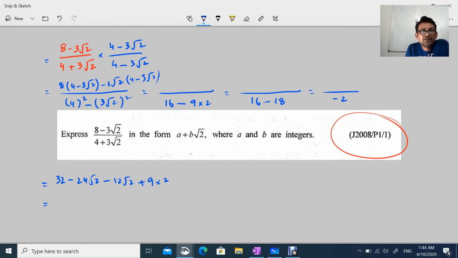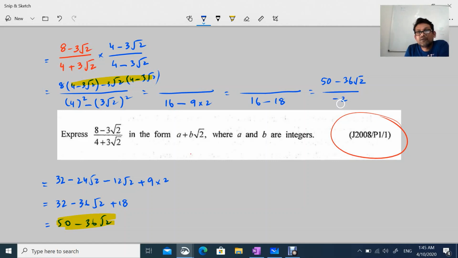What's the final answer? 32 minus 24 under root 2, and 12 under root 2 with the same radical and the same sign, so this is 36 under root 2, and this answer is 18. Okay, 32 and 18 we can add. This is coming 50 minus 36 under root 2. It means this is the final answer of this part. So can I write here? The final answer is 50 minus 36 under root 2.